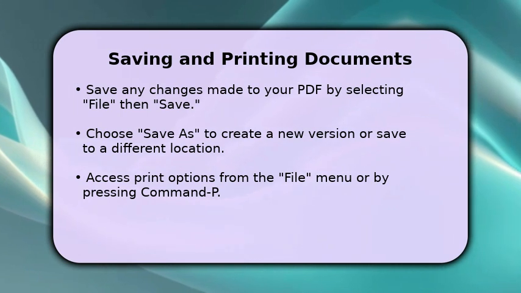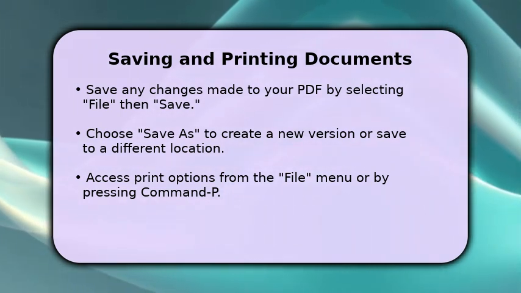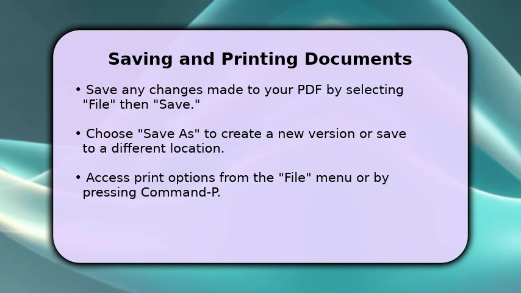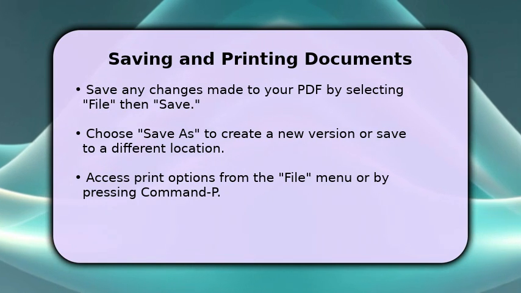When you need a physical copy, access the print options from the File menu or by pressing Command-P. You can then configure settings like page range, paper size, and orientation before sending it to your printer.